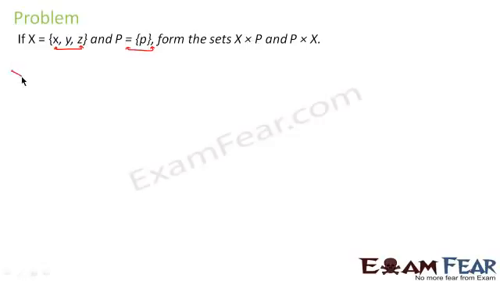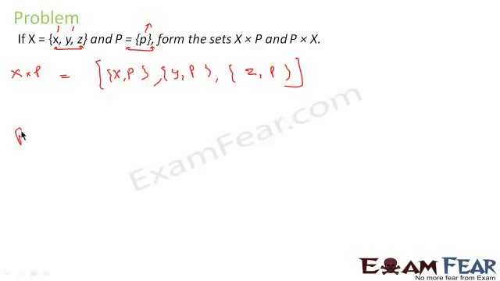So let's form X cross P first. To create X cross P, first let's take the first element of X, that is x, and the first element of P. There is only one element of P, so we will take P. So (x, P) is one. Then we will take the second element of X, (y, P), and then the third element of X, that is (z, P). So X cross P is nothing but (x, P), (y, P) and (z, P). There are 3 different pairs.